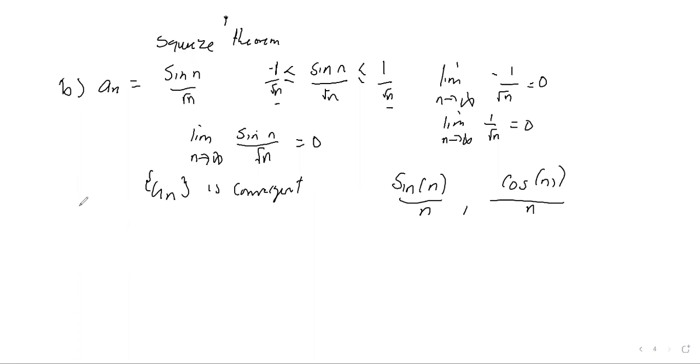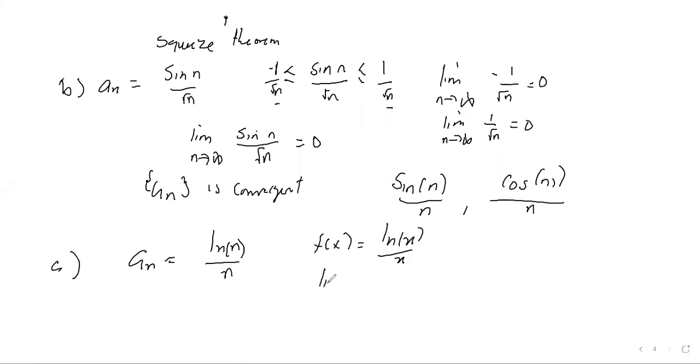And then where we quickly rush to L'Hopital's rule is where I have ln n over n. So this you can make it a function. If you want, you can use the notation of a function. This is ln x over x.